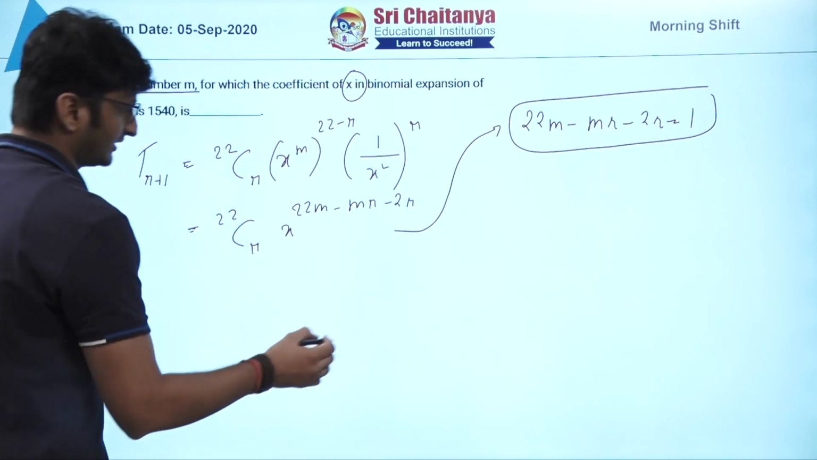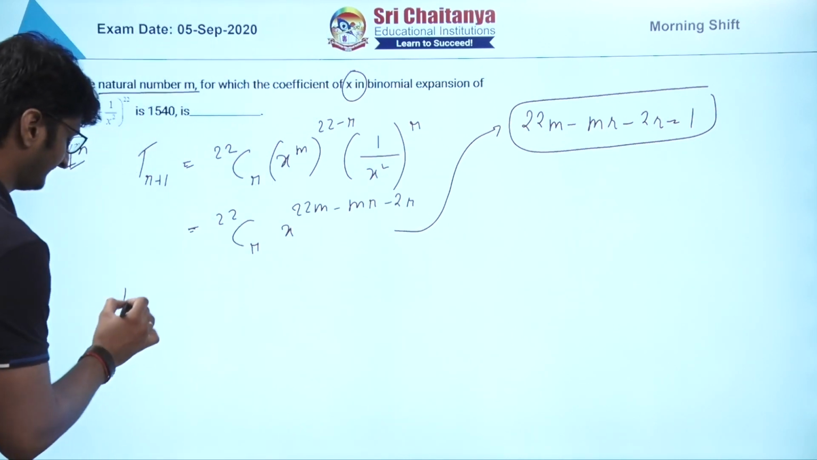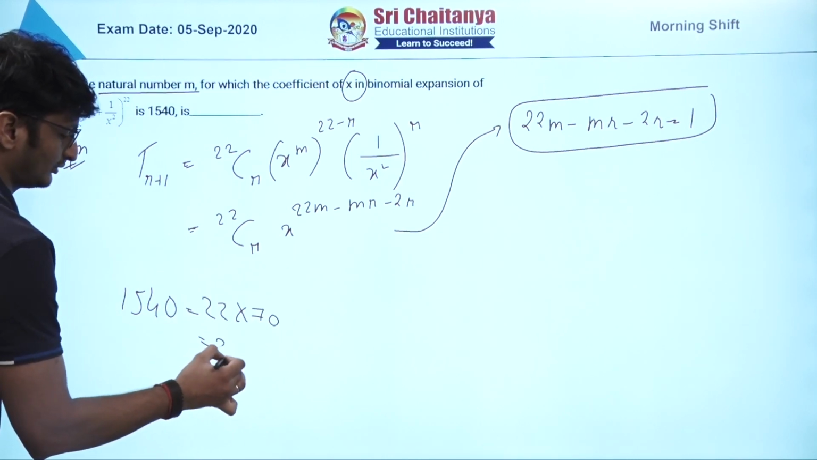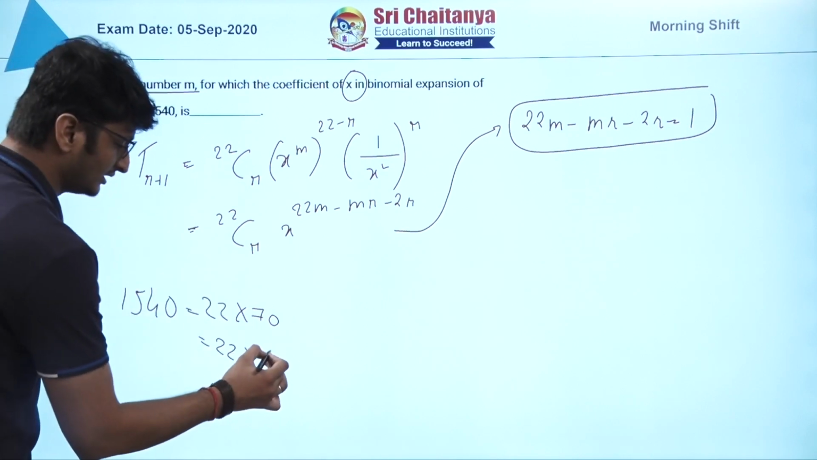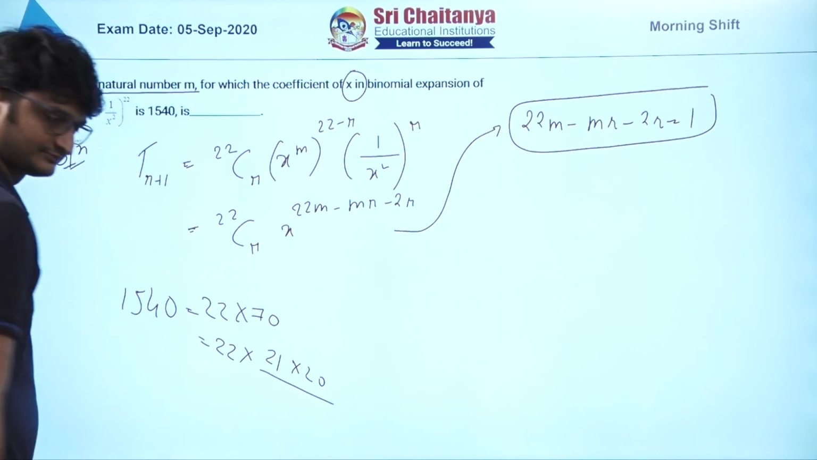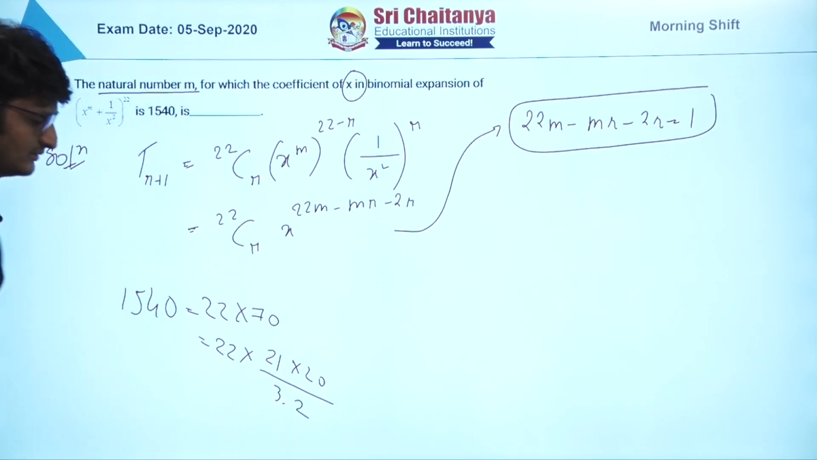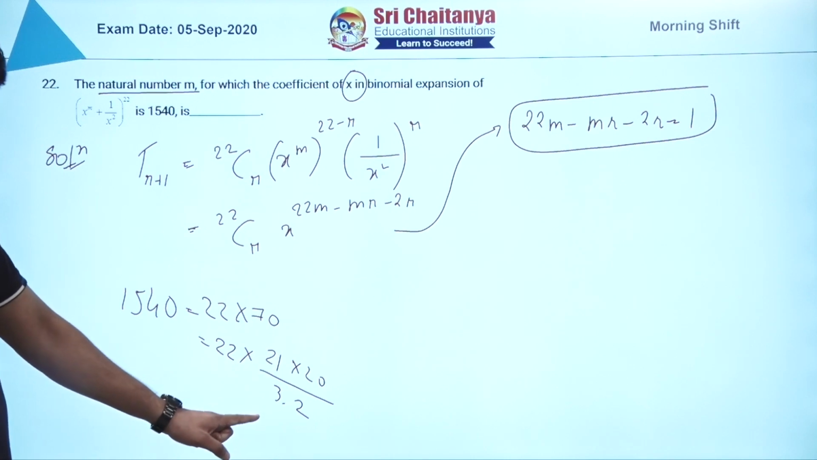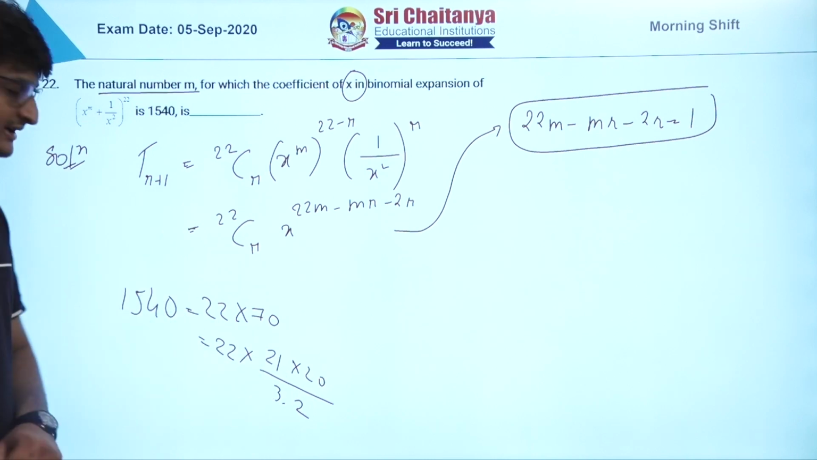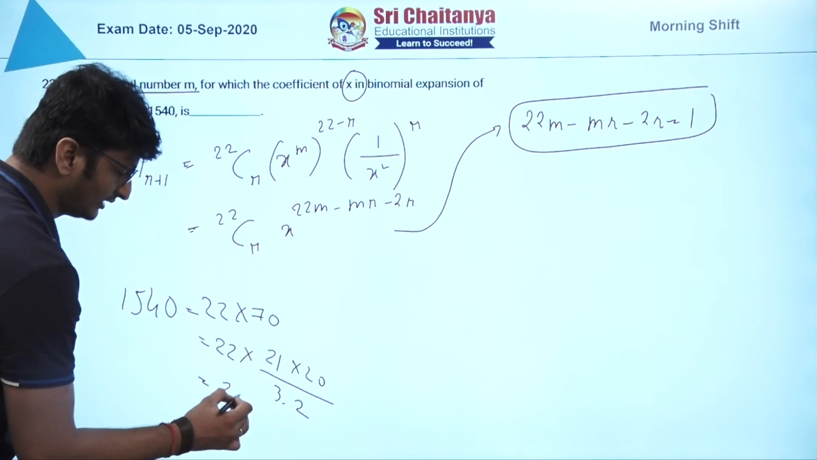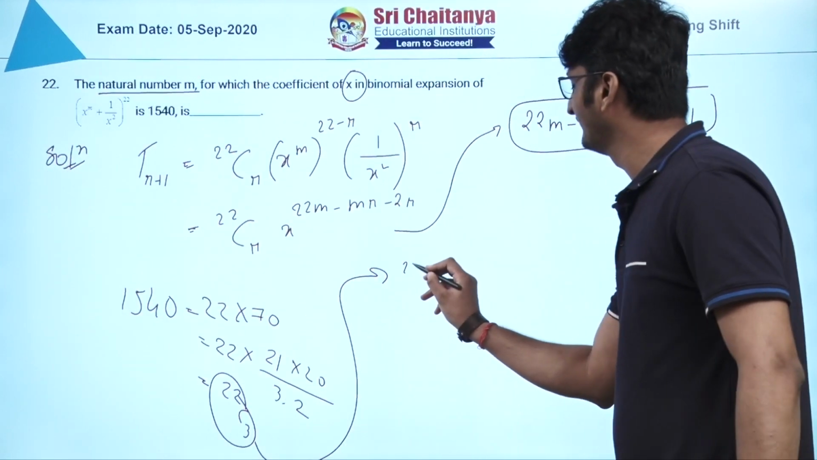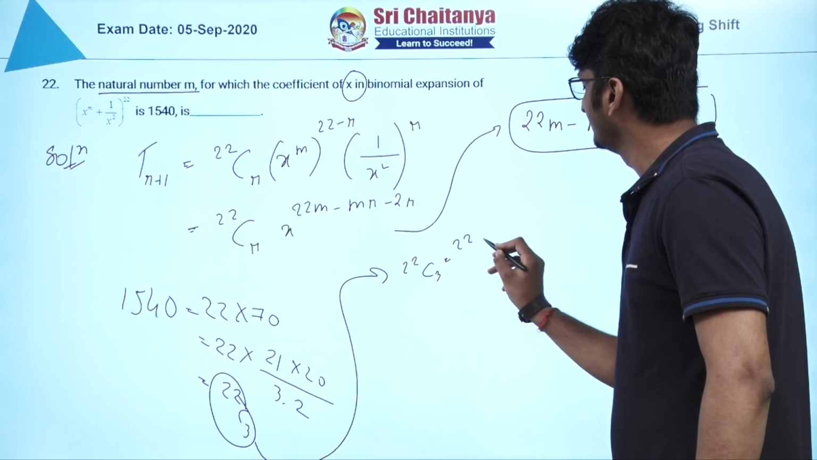So, if you observe 1540, it can be written as 22 into 70. 22, 70 is what? 21 into 22 into 3... look carefully. 21 by 3 is 7, 20 by 2 is 10, 3 into 7 into 10 is 70. You can see it is equivalent only. So, it is nothing but 22 C 3. 22 C 3 is also having one more value, which is 22 C 19.